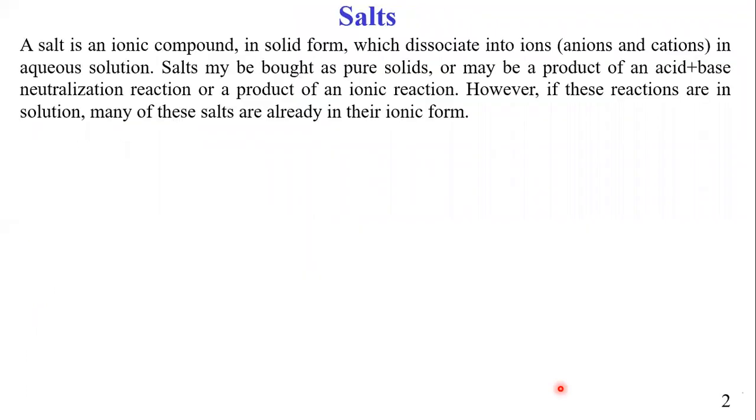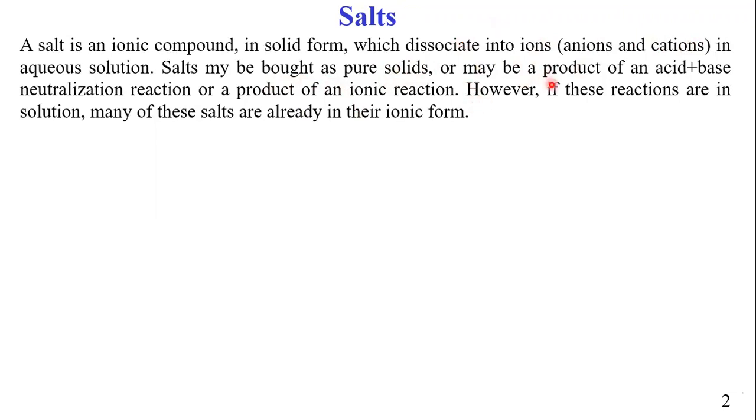Okay. We're going to start right off with the definition of a salt. A salt is an ionic compound, and it's always in a solid form outside the solution. Once it's inside the solution, the solid dissociates into ions, anions and cations. Now the salt may come from a solid compound that you just buy.